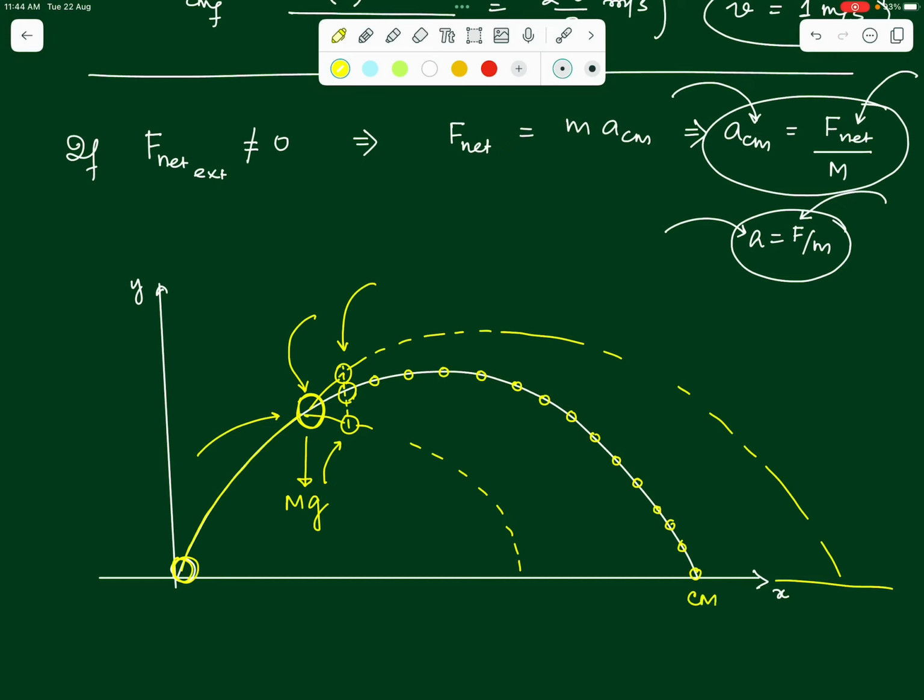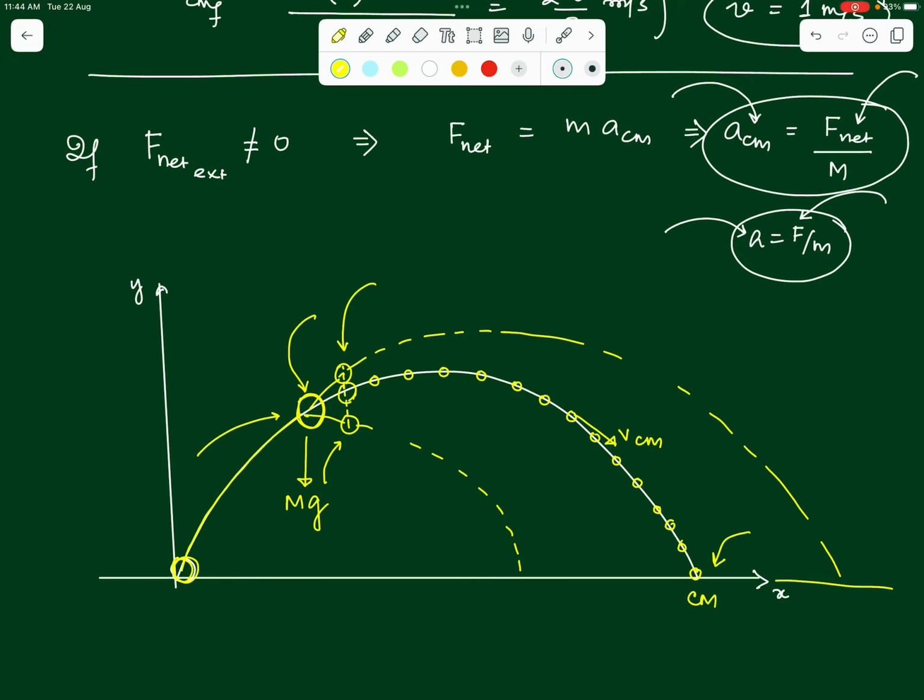The center of mass will still land at the same position on the ground where the original particle would have landed. At any point in time, the velocity of the center of mass will be the same as that of the original particle's velocity would have been had it not exploded, and everything would be the same. So we can actually reduce this two particle motion into the motion of its center of mass.